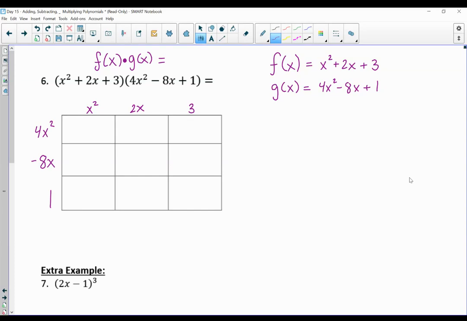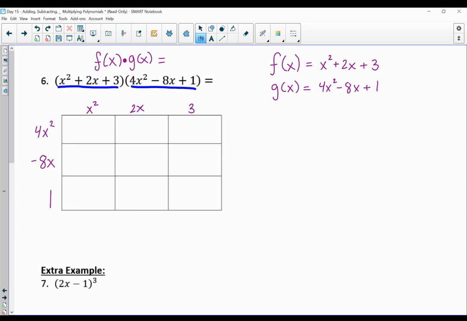Okay, so let's do some polynomial multiplication. We've gone over the box method very in depth at the beginning of the year. We went through the box method and how to factor using an area model. I'm not going to use the distribution method here to multiply this, and that's because this is a trinomial times a trinomial.